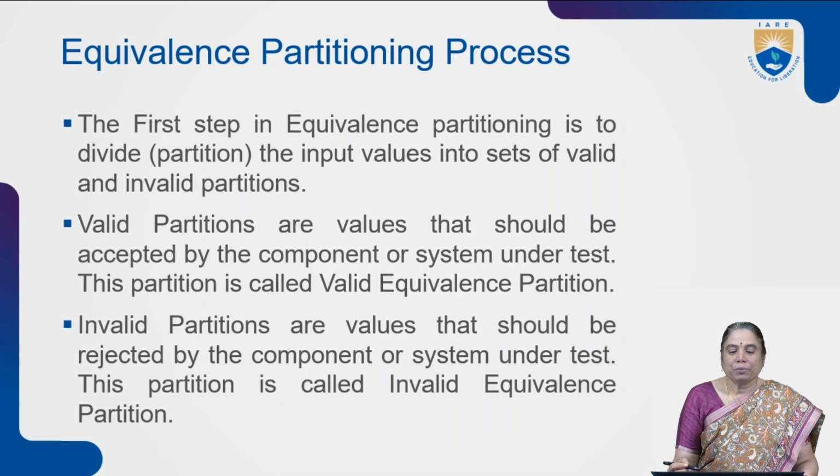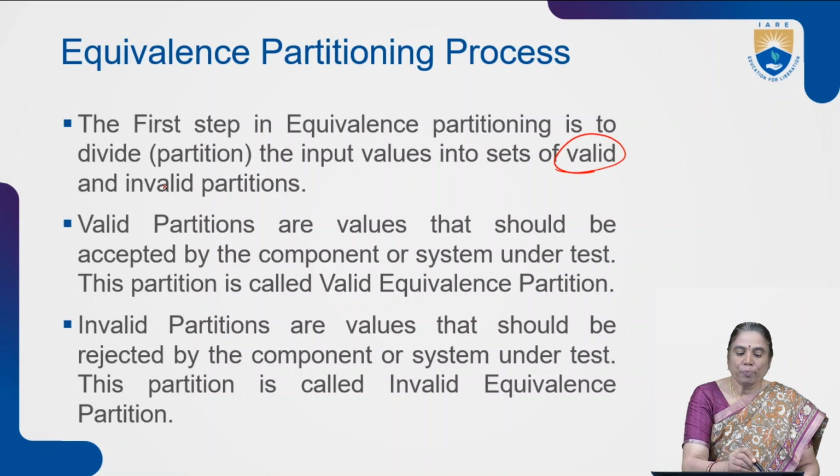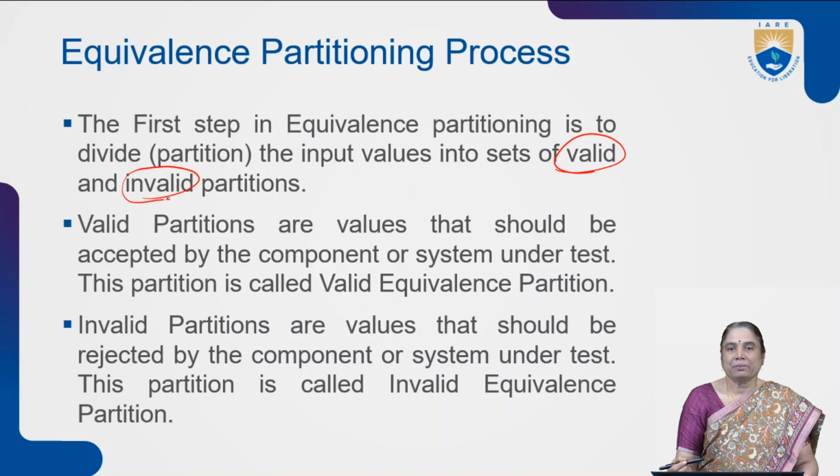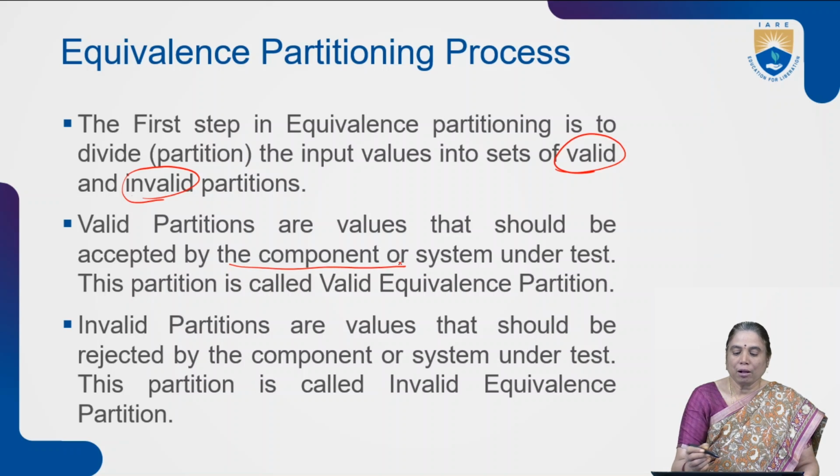How is the equivalence partitioning process carried out? The first step is it divides the input value into a set of valid and invalid partitions. So two partitions or two sets are majorly focused on: valid range and invalid range. The valid partitions are the values that should be accepted by the component or system under test. This partition is called the valid equivalence partition.